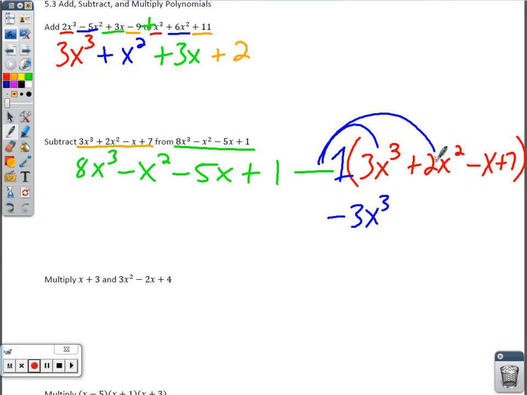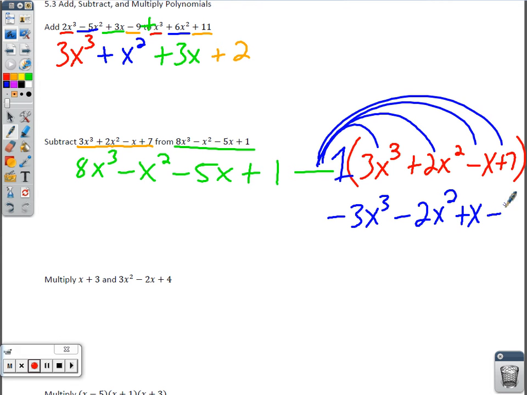Negative 1 times 2x squared. That'll be negative 2x squared. Negative 1 times negative x is positive x. And then negative 1 times 7 is negative 7. So basically it just takes everything in the polynomial and flips the sign. All right, then I'll copy this down as is. And now we can just combine like terms.